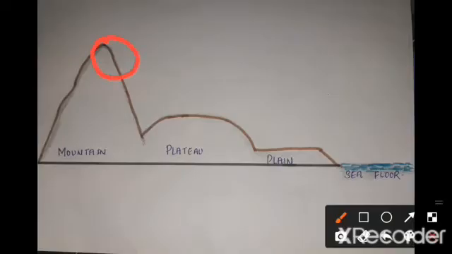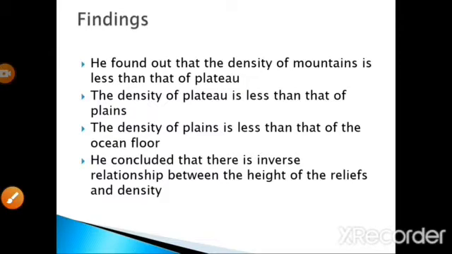So this is your Himalaya and this is a neighboring plateau and plain. The density of this mountain is less than this plateau region. Again, the density of this plateau region is less than the plain region. And the density of this plain region is less than the sea floor region. So this is what his findings were. The density of mountain is less than that of plateau, the density of plateau is less than that of plain, and the density of plain is less than that of the ocean floor. He concluded that there is an inverse relationship between the height of the reliefs and density. That was his finding of the study.